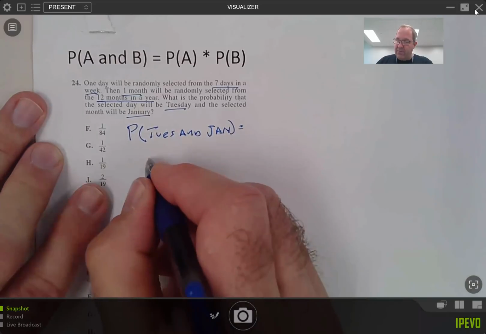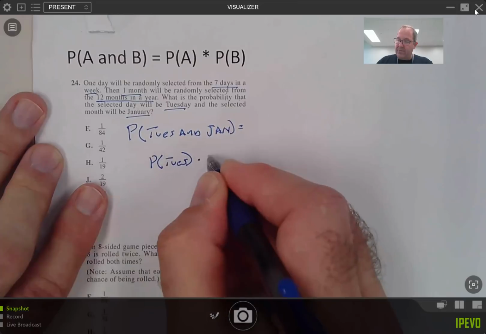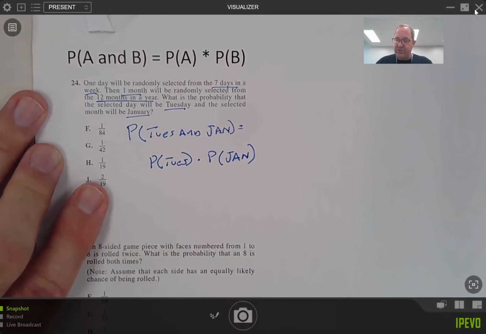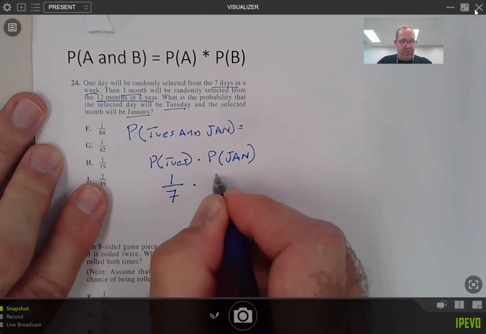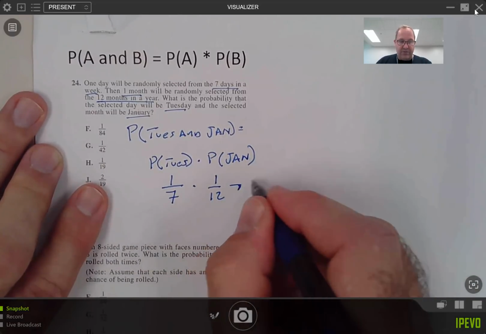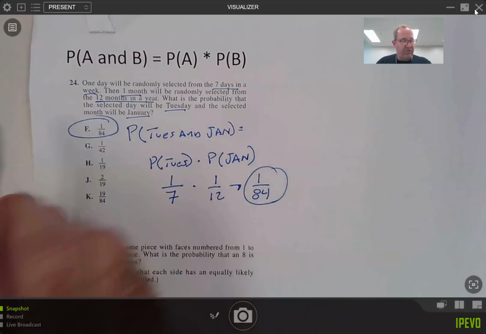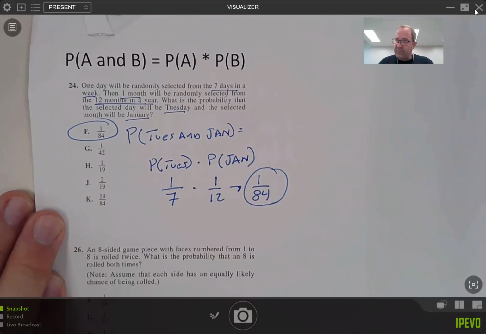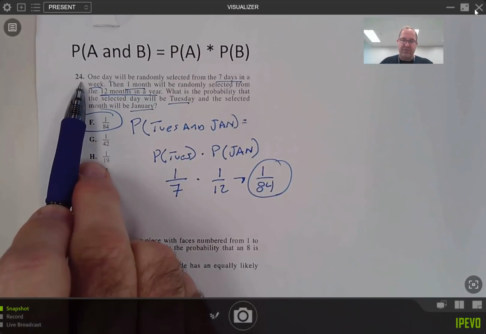Well, that would be the probability of Tuesday multiplied by the probability of January. Well, for Tuesday, there's 1 day out of 7, right? For January, there's 1 month out of 12. We multiply those across, we wind up with 1 over 84, which is choice F. Definitely not too likely of happening. Okay, let's look at another one. Now that's number 24, not too bad.